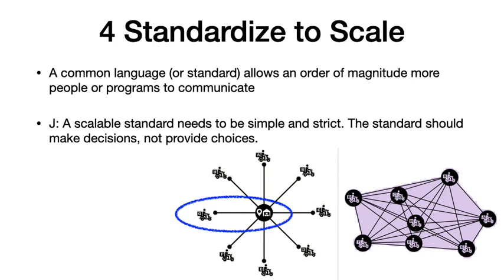So it's really important that for a standard to be scalable, it needs to be both simple, so that everyone can learn it, and also very strict. The standard needs to make decisions, not provide choices. In this sense, a standard that's hard to write, where we actually do the work of making decisions and getting agreement on what we're going to call things and how we're going to describe things, becomes a standard that's easy to implement. And so the value I see in standardization is scaling, getting more people involved.